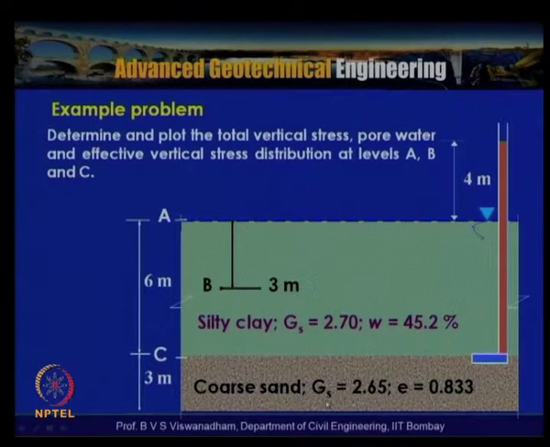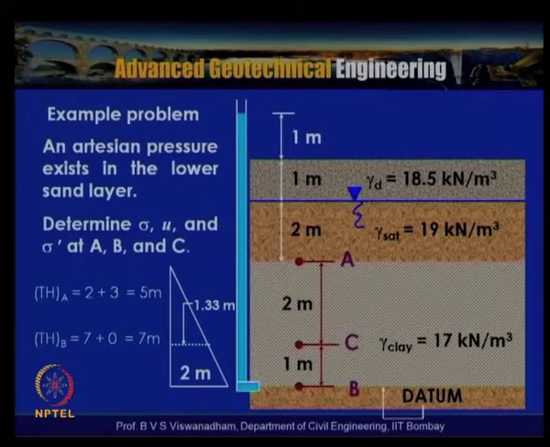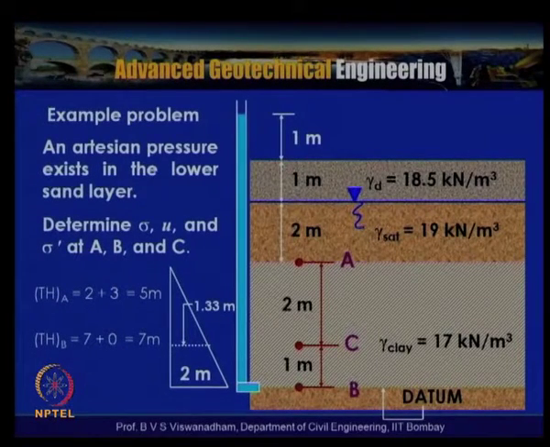The coarse sand layer has a thickness of 3 meters, with specific gravity of solids GS equal to 2.65 and void ratio 0.833. The silty clay has GS equal to 2.7 and a natural moisture content of 45.2%. The head of the water measured here is assumed to be 4 meters above this groundwater table. So in the given problem, an artesian pressure exists in the lower sand layer. That is what we have understood.